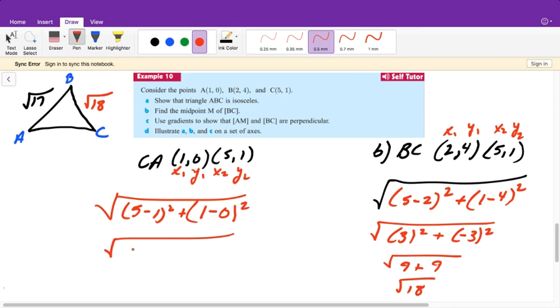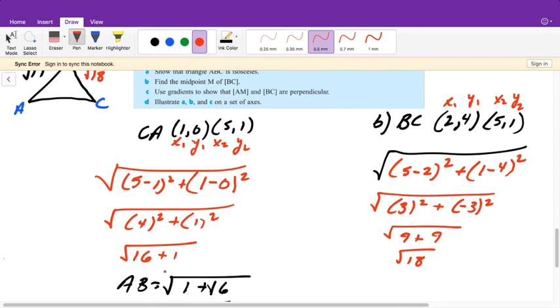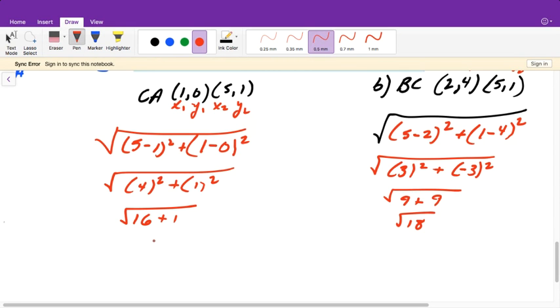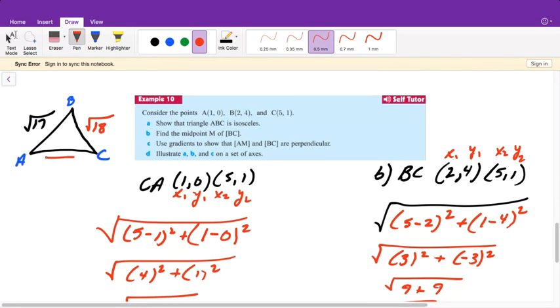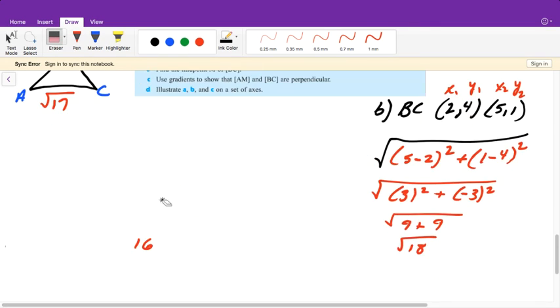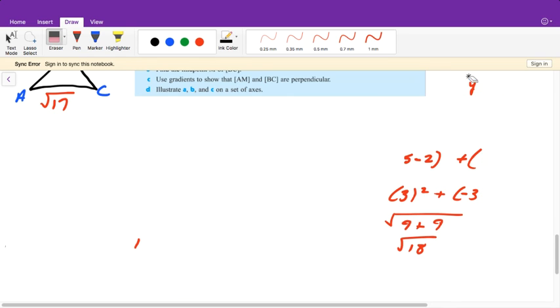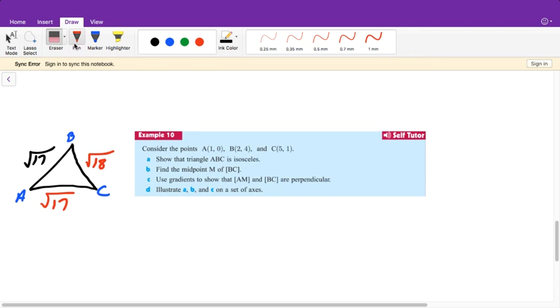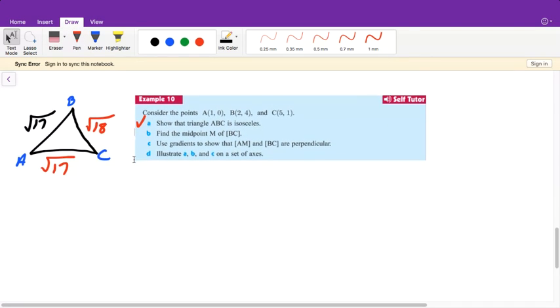So this will then give me 4 squared plus 1 squared, which is 16 plus 1, or the square root of 17. So we know that this is the square root of 17. Right now, we just showed that this is isosceles because we showed that we have two sides of this triangle that are equal in distance, right? Two of the sides of this triangle are both the square root of 17. So check, we just showed number one, or A, that the triangle is isosceles.